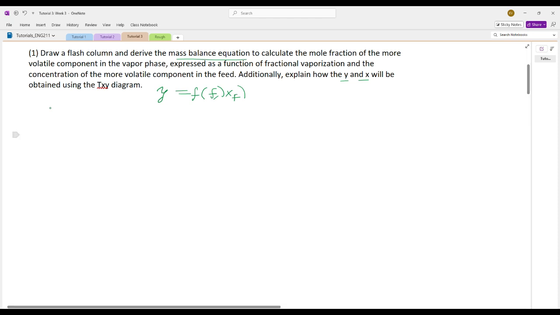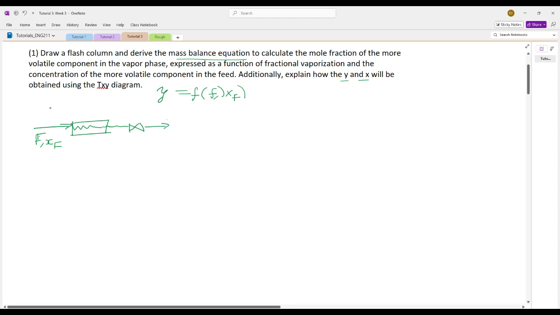The problem is very simple. I already solved this during week 2 as part of tutorial 2, but nevertheless we can do it one more time. Begin with F, xF. If you remember from lecture 2, how the flash column setup looks: it starts with heating your feed, followed by a valve to decrease the pressure. Increasing temperature should increase the partial vaporization, and decreasing the pressure should also partially vaporize the feed liquid.